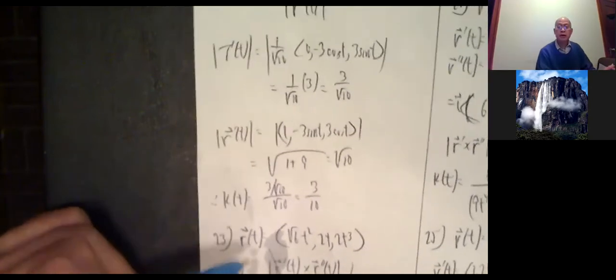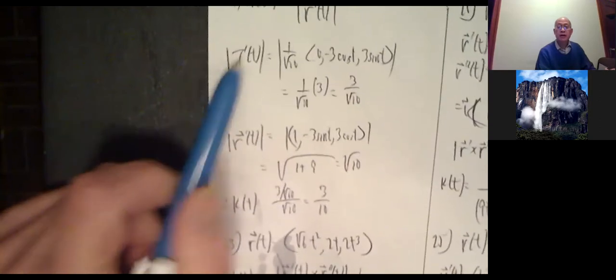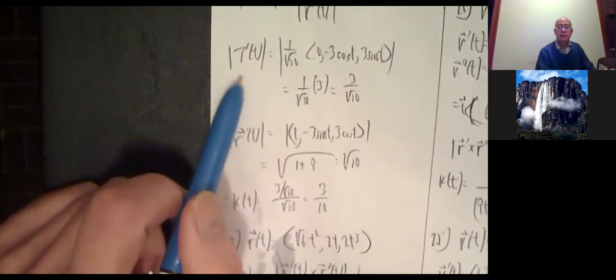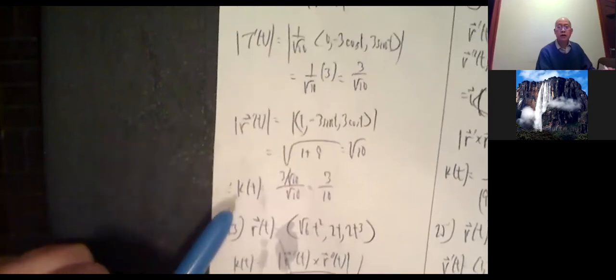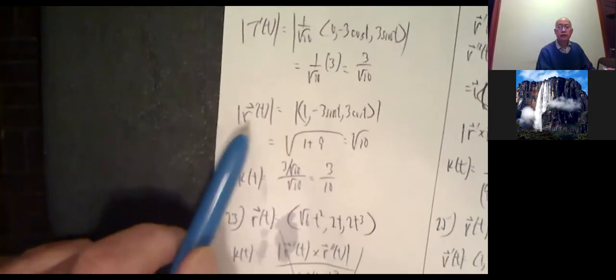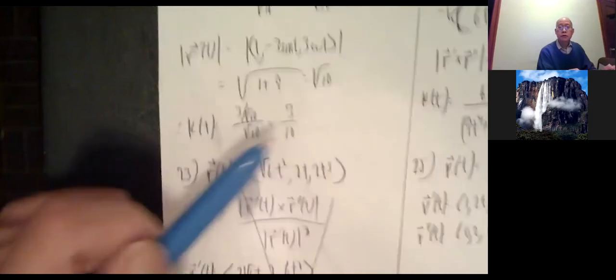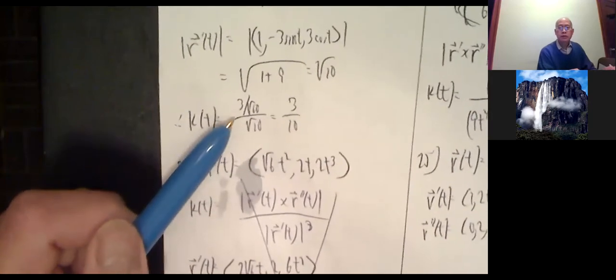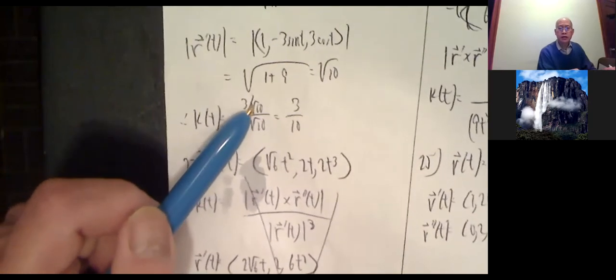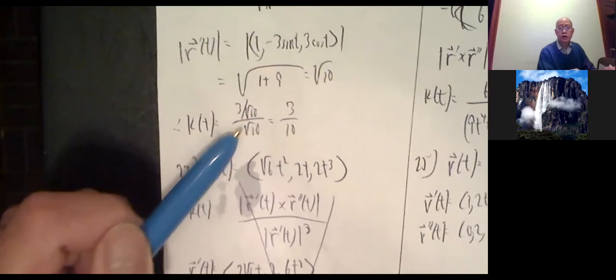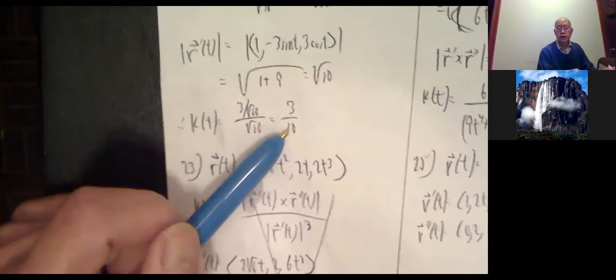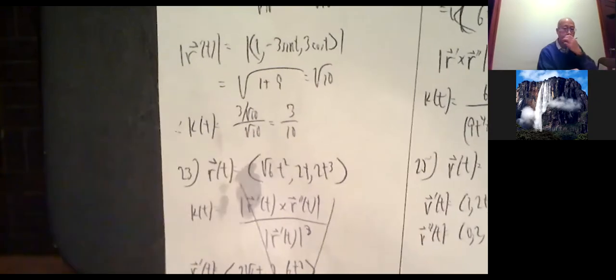Okay, so kappa is the norm of T prime, 3 over radical 10, divided by the norm of R prime, radical 10. So it's 3 over radical 10 divided by radical 10. Do you remember there's a rule in algebra that if you have something that looks like that, you can slide that radical 10 down with this one? Then you have radical 10 times radical 10, or 10 in the bottom: 3 tenths.